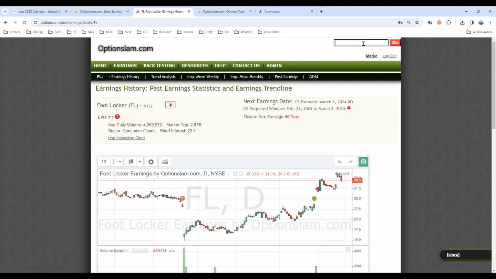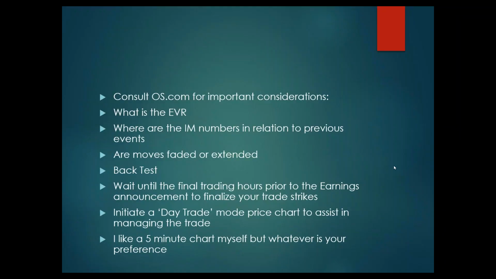No matter what stock you type in up here, you're going to get multiple pages. They won't all have implied move weekly, because not all stocks have weekly options.